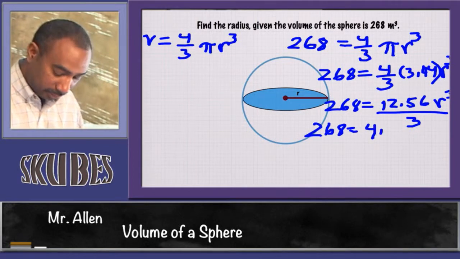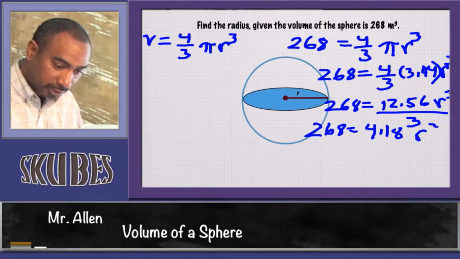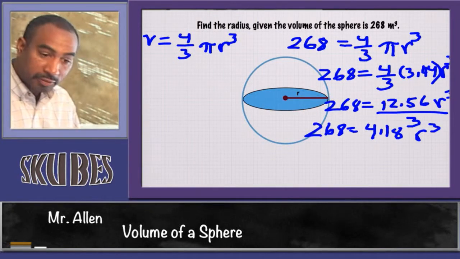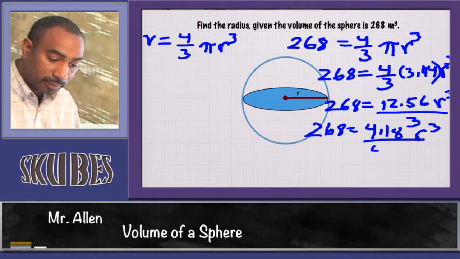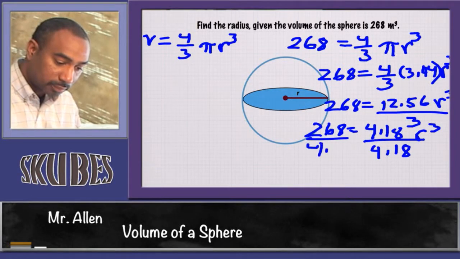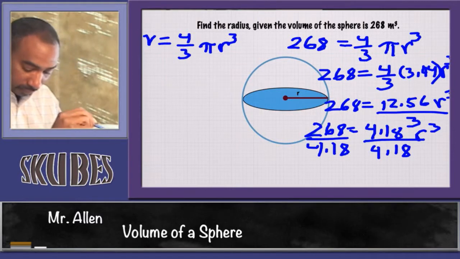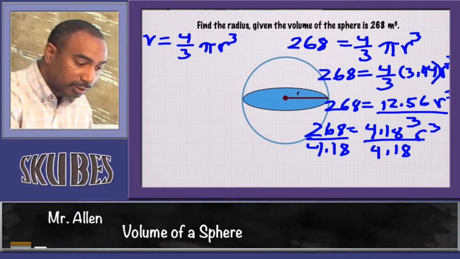268 equals 4.18 radius cubed. And you're going to divide both sides by 4.18. This is going to give you roughly 64.